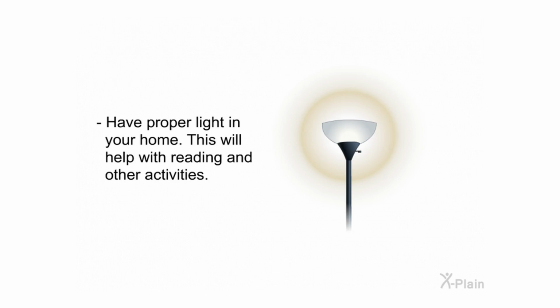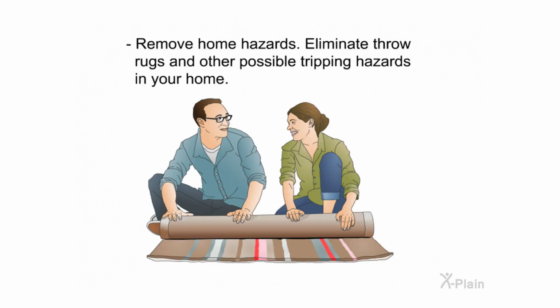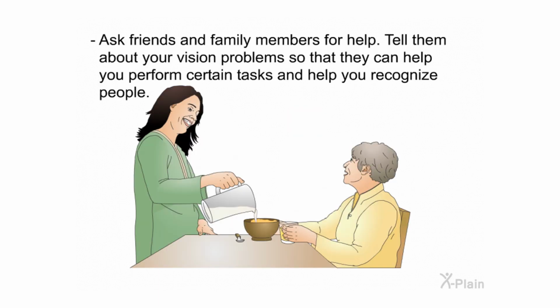Have proper light in your home. This will help with reading and other activities. Remove home hazards. Eliminate throw rugs and other possible tripping hazards in your home. Ask friends and family members for help. Tell them about your vision problems so that they can help you perform certain tasks and help you recognize people.